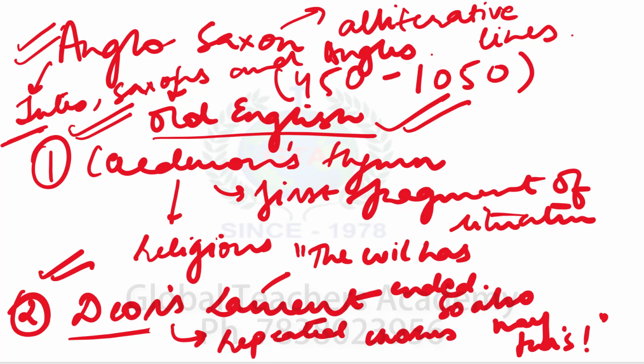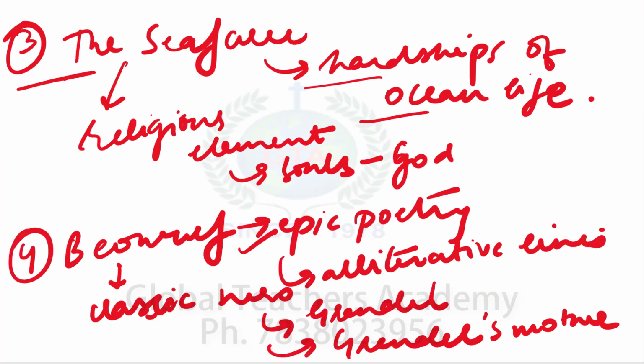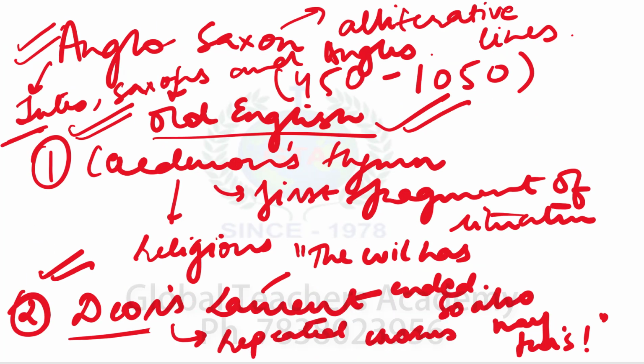And in that series, some of the important texts. The first epic poem that we know here is Beowulf. There are two monsters, there's Grendel and there's Grendel's mother. It is written in alliterative lines. Then the fact about Caedmon's Hymn, where this is also believed to be the first fragment of literature, right?